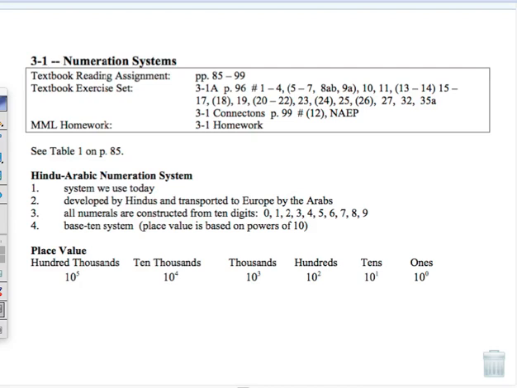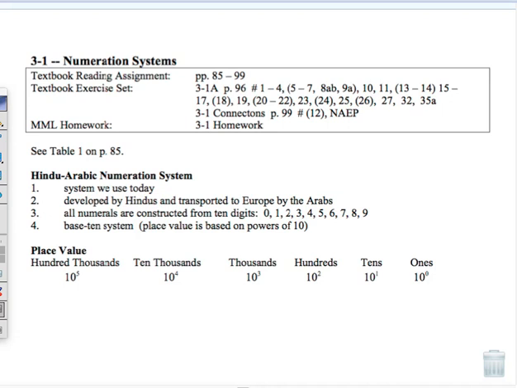All right, for Chapter 3, we start off by going over the numeration system, and please make sure you've read pages 85 through 99 before you go through this video. On page 85, you'll see a table, and it'll introduce you to the Hindu-Arabic number system, which is the system we use today. This was developed by the Hindus and transported to Europe by the Arabs, and then brought over from Europe here to America.